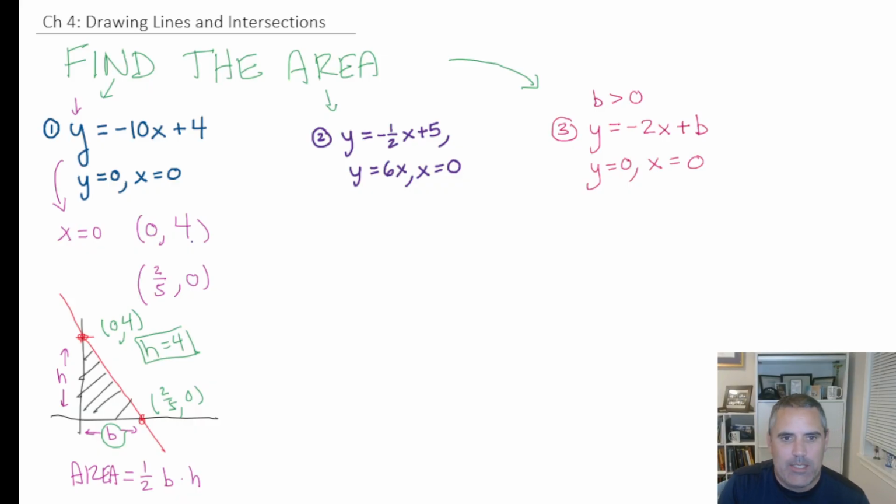Anyways, so I'm getting that this is 1/2. The base is 2/5 times 4. And so I'm getting that the 2's cancel. I'm getting 4/5 or 0.8. So for this one, I've got it. The area is 4/5 or 0.8 square units, whatever that would be. All right, that's the game.